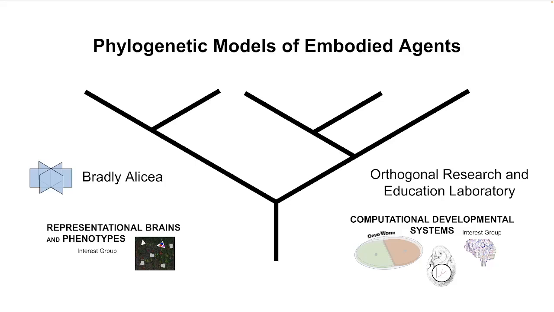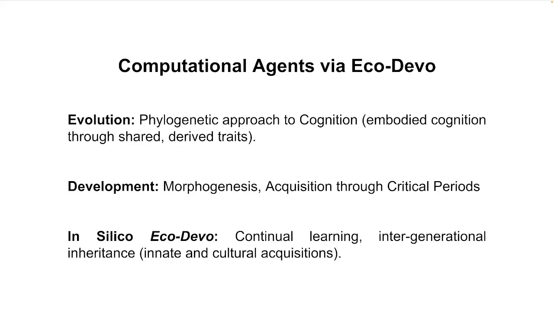I'm from the Orthogonal Research and Education Laboratory, and I'll be talking to you today about phylogenetic models of embodied agents. This is part of the work being done in the Representational Brains and Phenotypes interest group, as well as the Computational Developmental Systems interest group. So this continues a long arc of work we've been doing in the area of computational agents and achieving that via EcoDevo. So EcoDevo is evolution, development, and this in silico component.